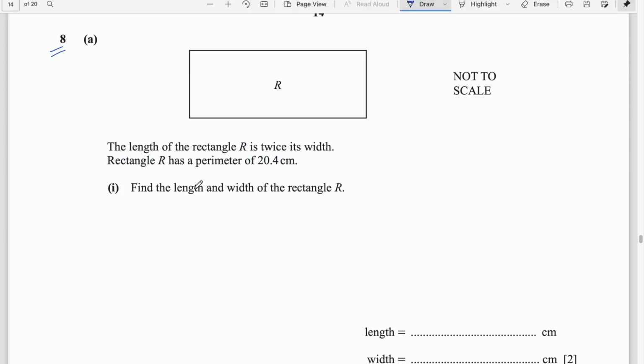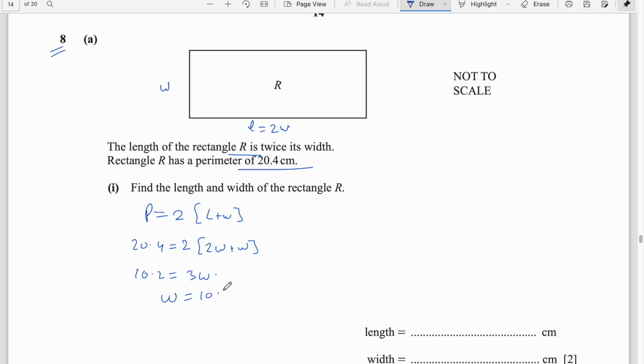Question number 8. The length of rectangle R is twice its width. So if this is the width, this is the length, which is twice its width. The rectangle has a perimeter of 20.4. Find the length and width of the rectangle. So perimeter equals 2 times length plus width. Perimeter is 20.4 equals 2 times length, which is 2w, and w. So 20.4 divided by 2 is 10.2, which equals 3w. w is equal to 10.2 by 3, and that is 3.4. So twice of 3.4 is 6.8.